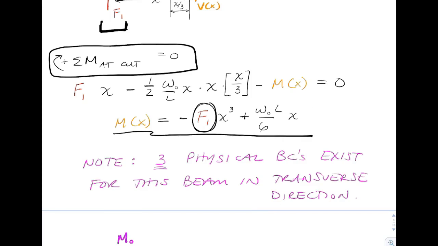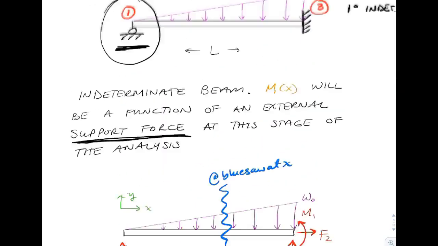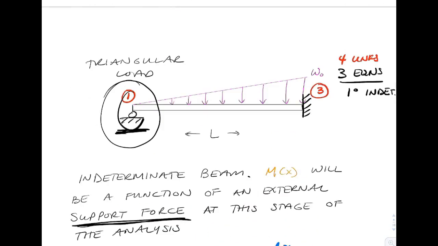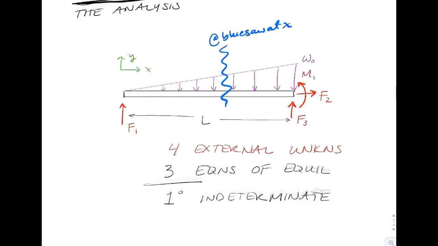All right, but do remember in this indeterminate beam, we actually have 3 physical boundary conditions. Let's go back up here to the original picture. We would have a translational restraint at the left end. We would have a translational and a rotational restraint at the right end. So those are going to be our 3 boundary conditions for solution to movement in the transverse direction.